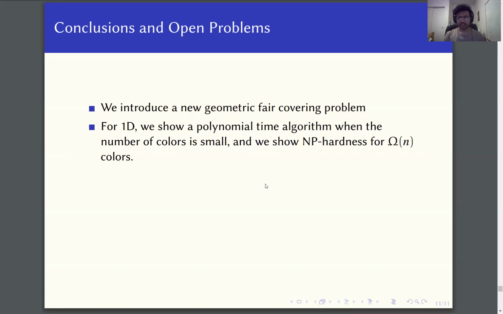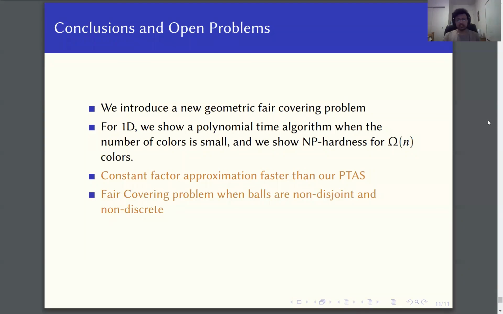There are several interesting open problems. One is to compute a constant factor approximation significantly faster than our PTAS. Another direction is to consider the general version of the fair covering problem, that is, getting rid of the non-disjointness and non-discreteness assumption.